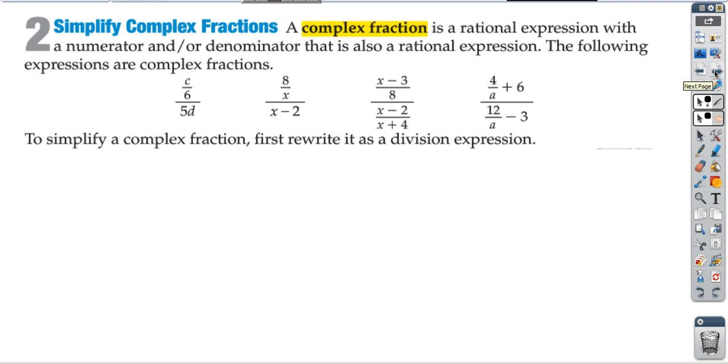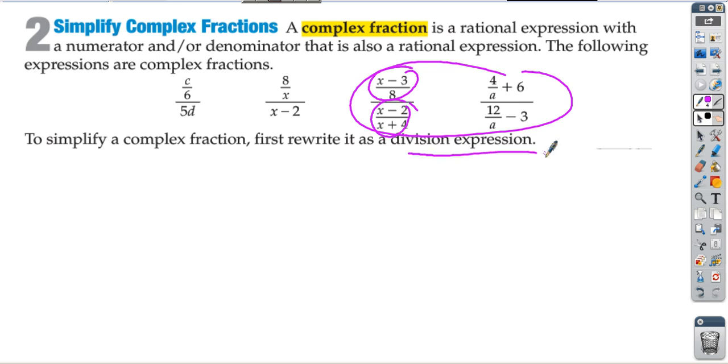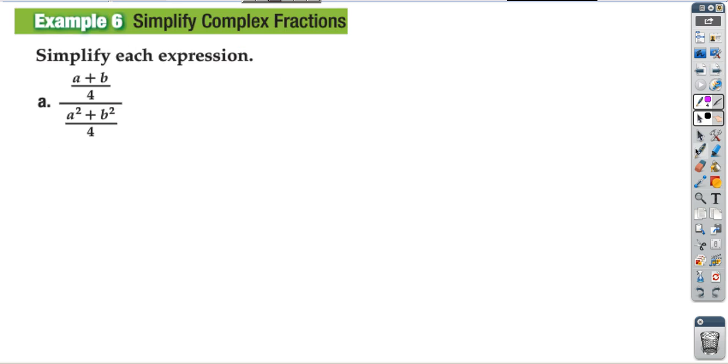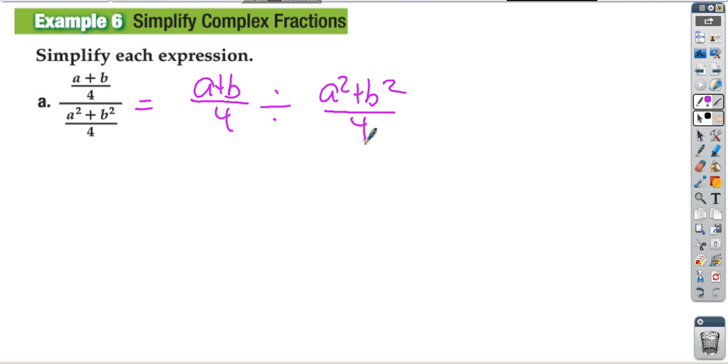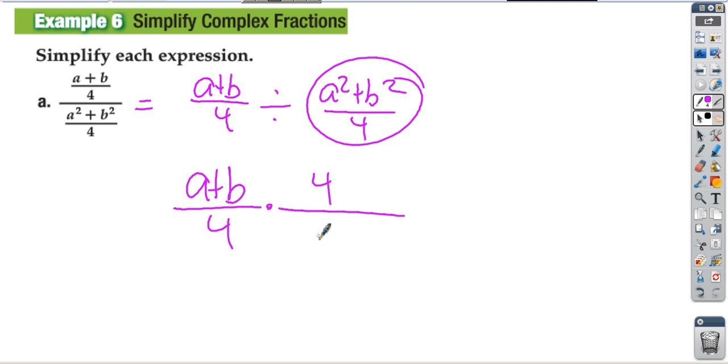Alright, so the last couple things we want to do is show you how to simplify what's called a complex fraction. And complex doesn't mean complicated, it just means a combination of basically one fraction over another fraction. So these, I'll show you examples. There's a fraction over another fraction. And their advice is to first rewrite it as a division expression. So another way of saying this is a plus b over 4 divided by a squared plus b squared over 4. And remember, dividing by a fraction is like multiplying by the reciprocal. The reciprocal of this is 4 over a squared plus b squared. The 4's will cancel, and we'll be left with a plus b over a squared plus b squared.